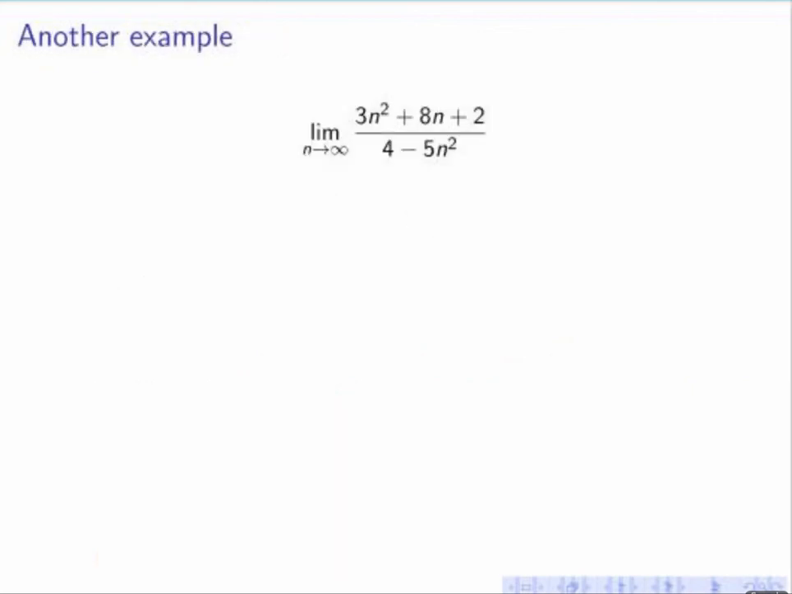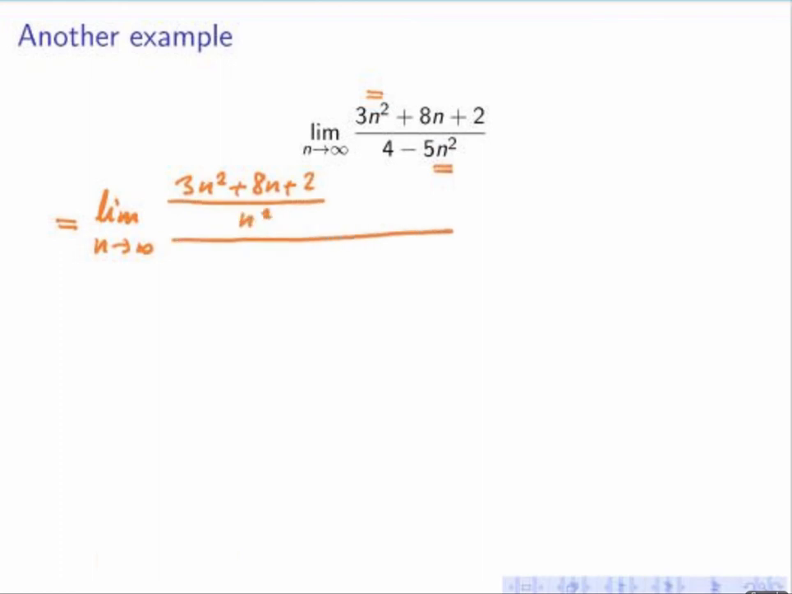Now, since this is so much fun, we do one more example. So let's compute this limit, again with the same method. We look at the highest order, which is n squared here and n squared here. So we need to divide the numerator and the denominator by the same number. So this is the limit as n goes to infinity of 3n squared plus 8n plus 2 divided by n squared, and now comes a large fraction, and then minus 4 minus 5n squared divided by n squared.